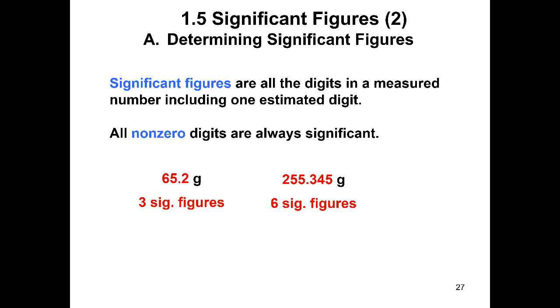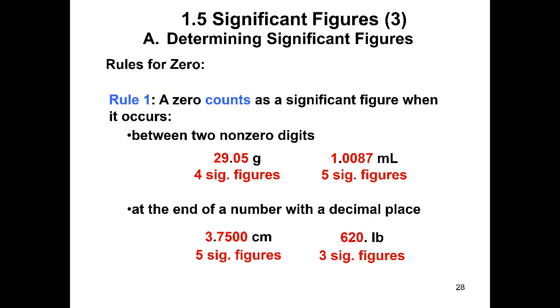Okay, so when we're talking about what is significant and what is not, if it's a non-zero number, it's always significant. So if it's 1 through 9, it is going to be significant. So in these numbers, 65.2 has 3 significant figures. 255.345, since all of those are numbers, has 6 significant figures. Where it gets a little crazy is when you have zeros.